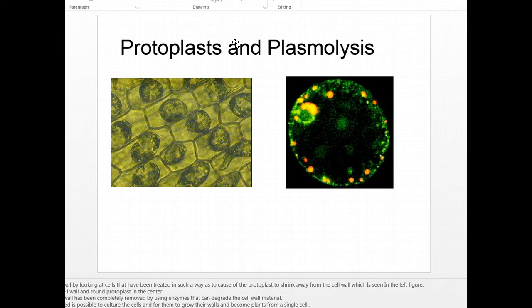But you can add things to them. If you're doing research, you can add things to them that may not be able to get across the plant cell wall. And so you can see if something's expressed in the protoplast. That is used a lot for people that are looking at gene expression. Okay?